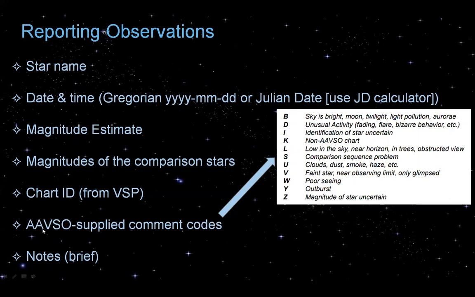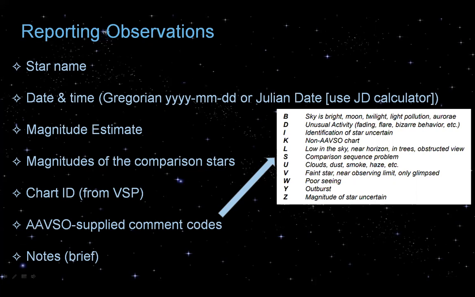And then you can also put in any AAVSO supplied comments. These are codes. You'll see them on the right there. So if you're observing during a full moon or you had light pollution or whatnot, you would put a comment code of B. If you're observing with poor seeing, the atmosphere was very turbulent, you put a comment code of W. And the last thing you can do is you can put a few notes in there for yourself, like, having fun doing it or whatnot.